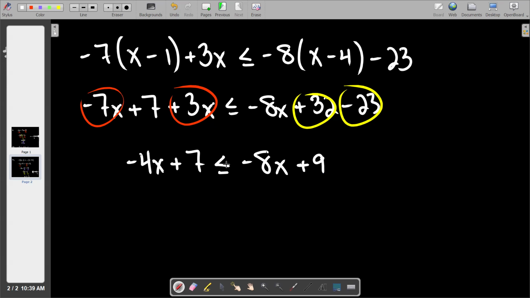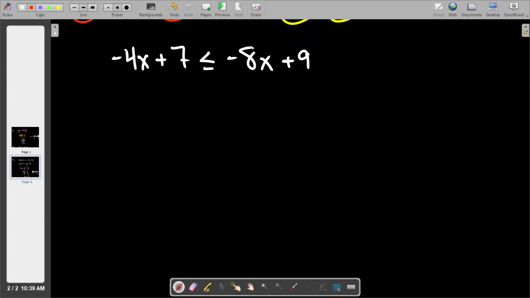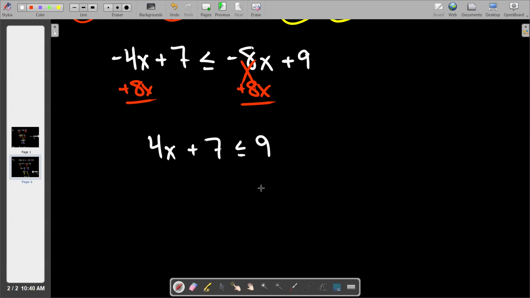From here, if everything has gone well, it's go time. We're in solve mode. And solve mode from here is just x's to the left, numbers to the right. So I'm going to add 8x to both sides like this. And I like this because I get a positive x. That means that's one thing off my list to worry about. Here in a moment when I divide, I'm not going to have to divide by a negative, which is good.